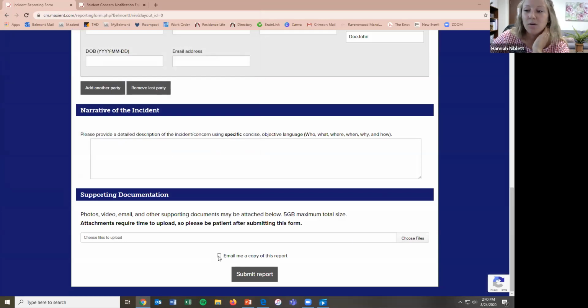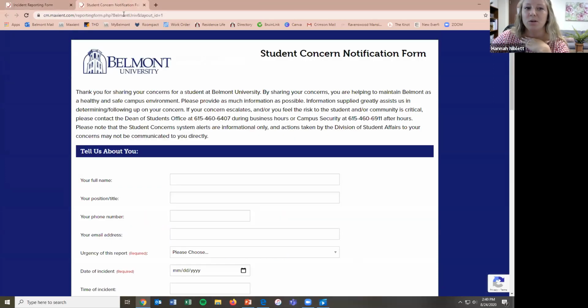And then you don't have to do this, but I always clicked email me a copy of this report so that you will be able to look back and read it. It's also helpful to send to your RD if they ask for it. And then you'll click submit report, which I won't do right now. But yeah. So while we're here, I'll go ahead and show you that we do have a link for our student concerns report.